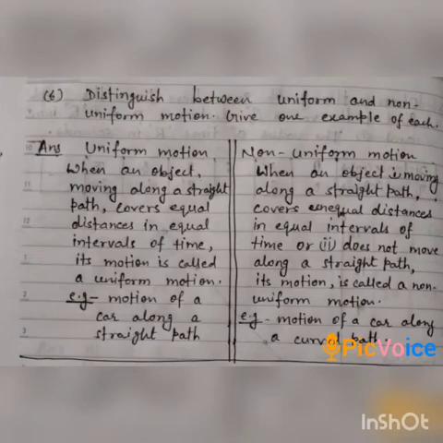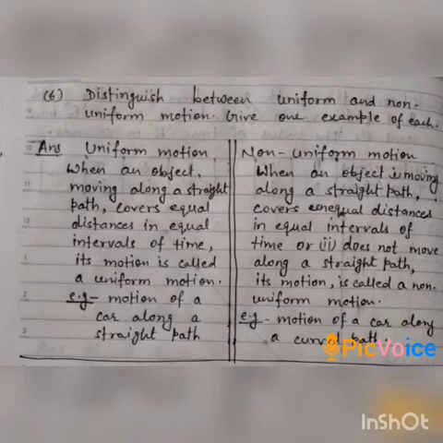Students, we are doing the exercises of the chapter Motion and Time. In this, we did exercise A, B, C and some questions of D. Now I am going to continue the questions of exercise D with their answers. Question number 6 is: distinguish between uniform and non-uniform motion. Give one example of each.